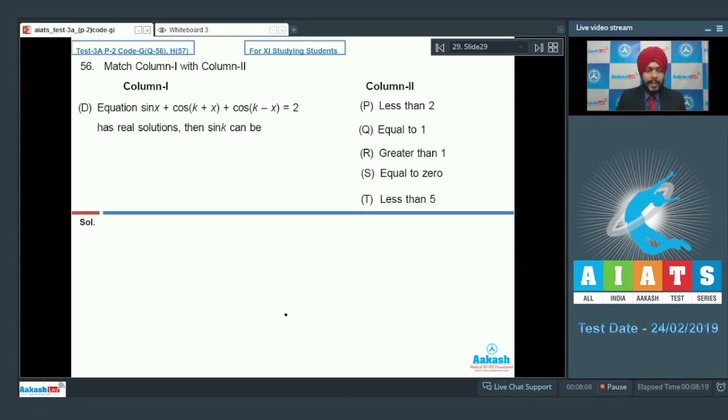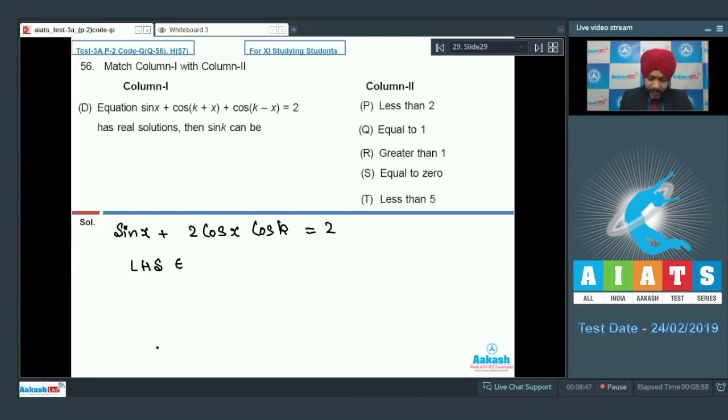For D part, equation sin x plus cos of k plus x plus cos of k minus x equals 2 has real solutions, then sin k can be. Students, this is sin x plus cos of a plus b plus cos of a minus b. So this is 2 cos a cos b equals 2.